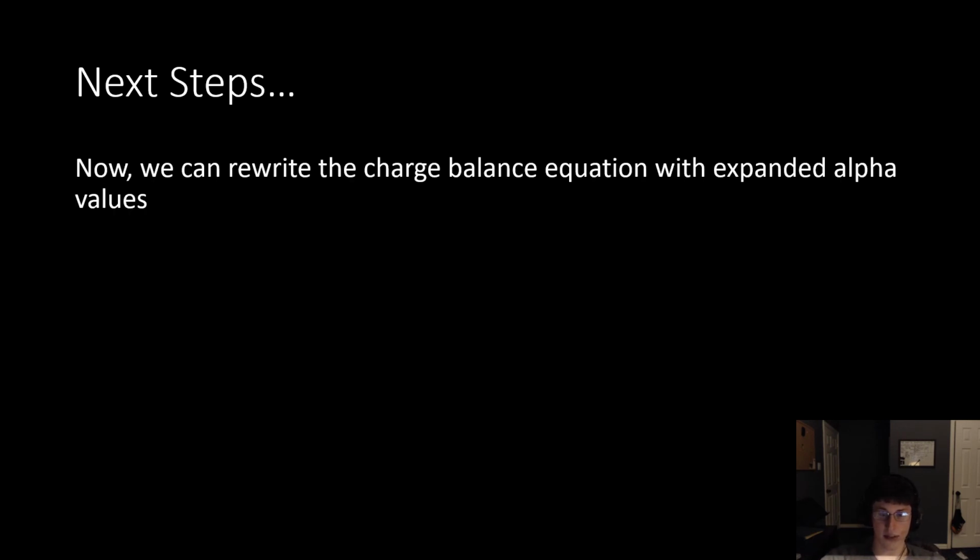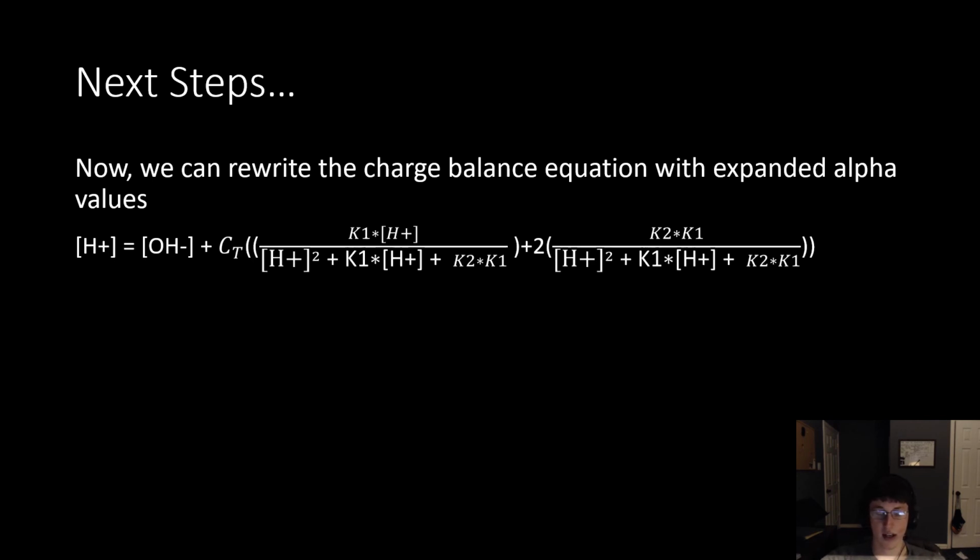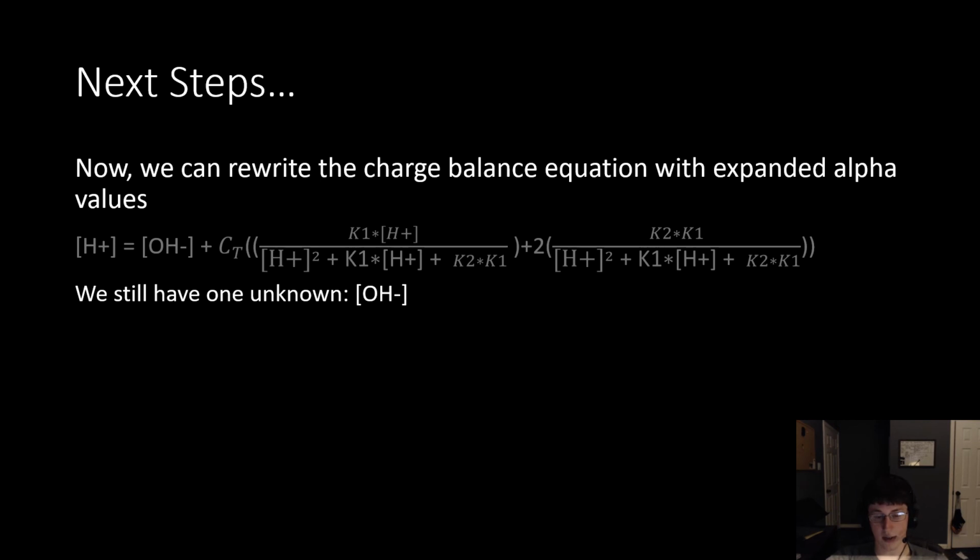Well, we can rewrite the charge balance equation using the expanded alpha value expressions that we just obtained. After substituting in for alpha 1 and alpha 2, we find that the hydronium concentration equals the hydroxide concentration plus the analytical concentration of carbon multiplied by alpha 1 plus 2 times alpha 2. However, we still have one unknown, which is the hydroxide concentration, but we want to find a way to write this in terms of hydronium.